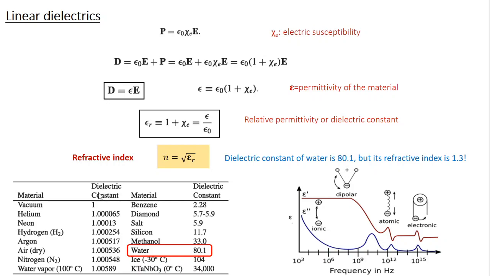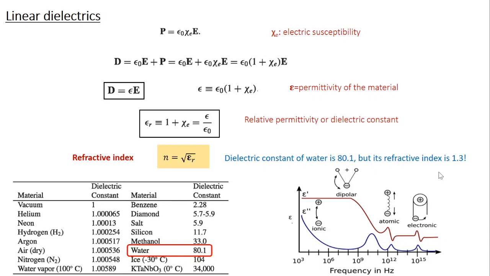Now, I have listed dielectric constant for various materials here, and I want to bring your attention to a very intriguing observation. Look at water. Dielectric constant of water is 80.1. And we also know the refractive index of water is 1.3. Now, if you go by this equation, the square root of 80.1 is almost close to 9. But the refractive index is way lower, it is only 1.3. So, what are we missing here?